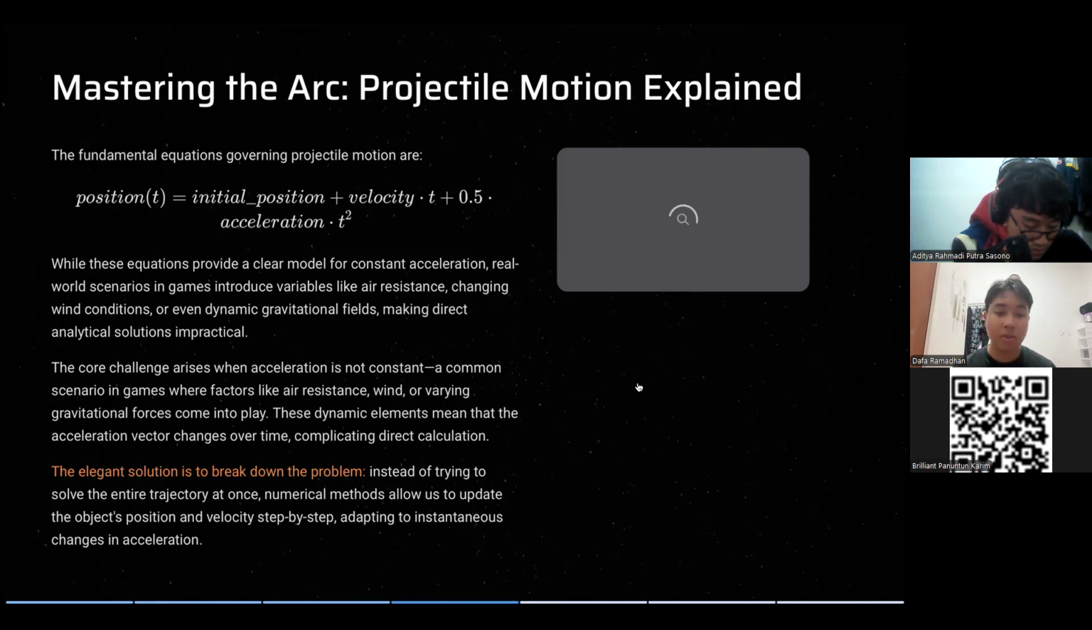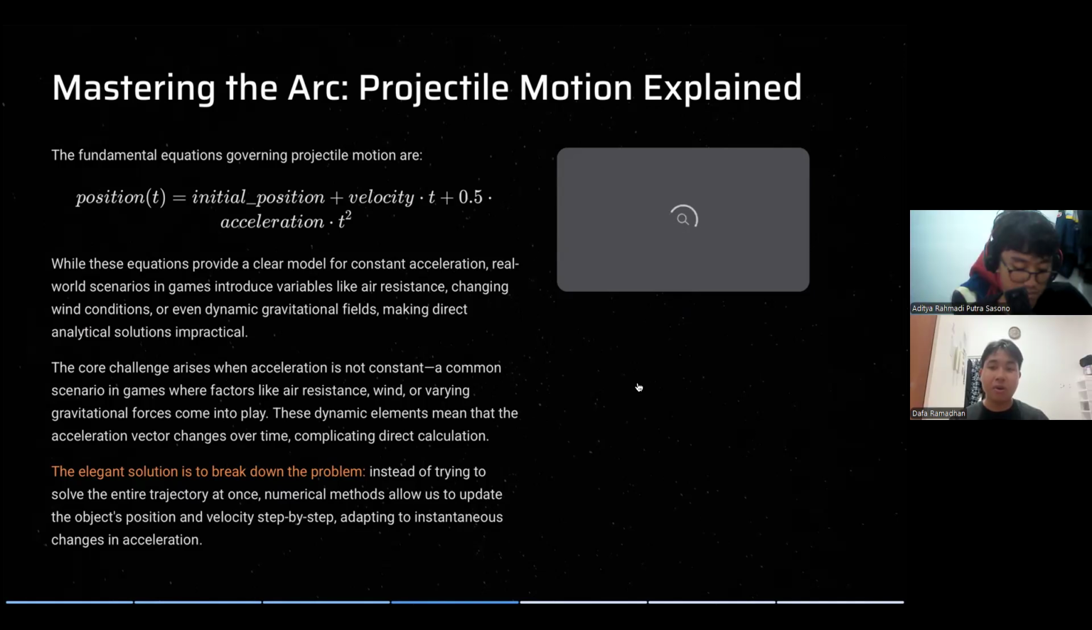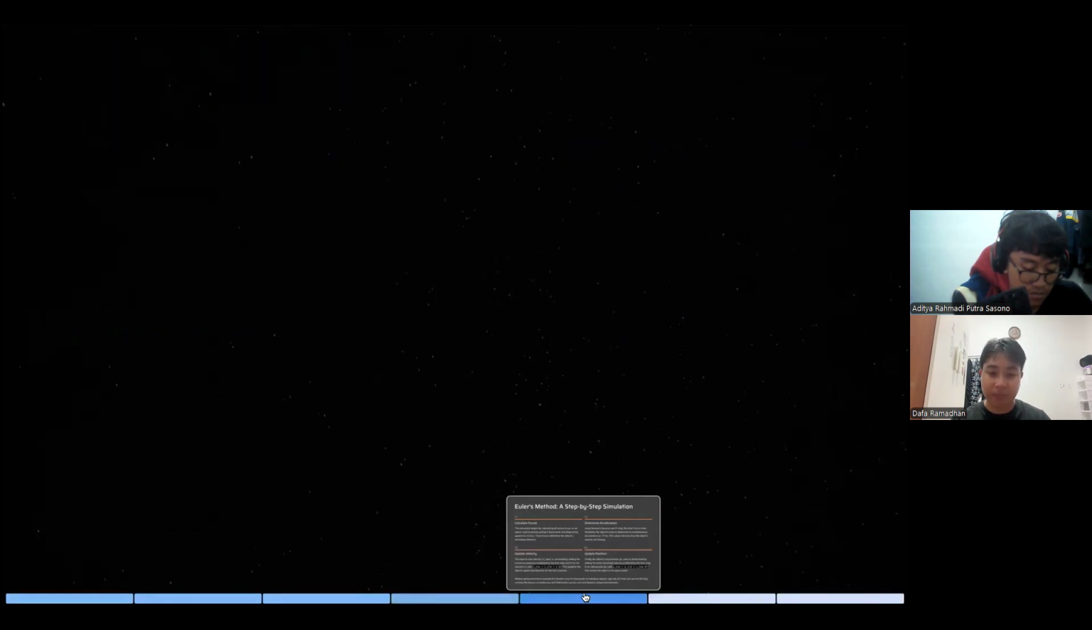The core challenge arises when acceleration is not constant, a common scenario in games where factors like air resistance, wind, or varying gravitational force come into play. This dynamic element means that the acceleration changes over time, complicating direct calculations. The elegant solution is to break down the problem instead of trying to solve the entire trajectory at once. Numerical methods allow us to update the object's position and velocity step by step, adapting to instantaneous changes in acceleration.